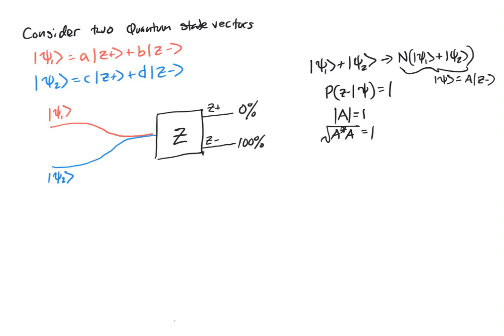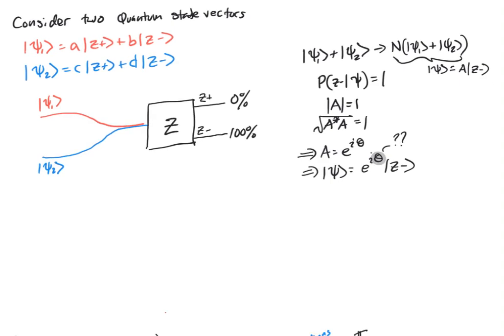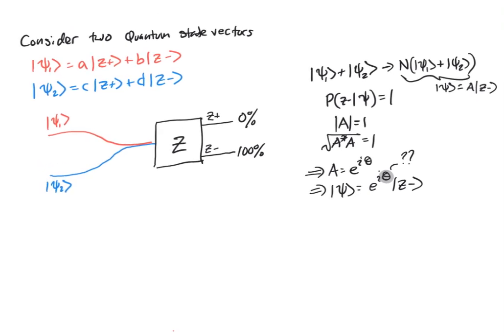But if A is a complex number with a magnitude of 1, then we can write A as e to the i theta. Therefore, we can write our quantum state as e to the i theta times z minus. I don't know what theta is. Theta is still a bit of a mystery. It's unknown. But I do know that this is the form that my wave function or my quantum state has to take. There can be no component, no amplitude in the z plus orientation, and there must be an amplitude with a magnitude of 1 in the z minus state.